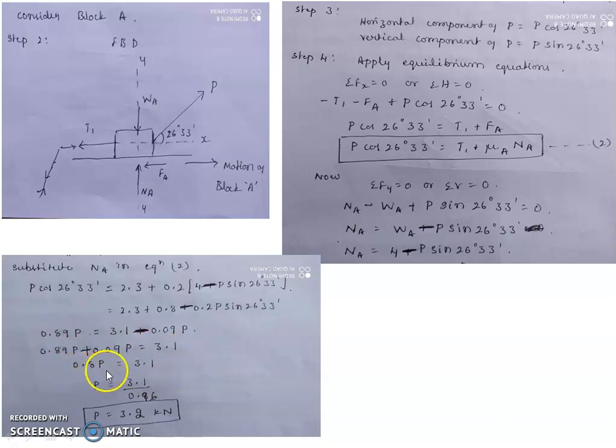That is 0.8 P is equal to 3.1. Hence, P is equal to 3.1 divided by 0.96. Then 3.1 divided by 0.96, P works out to be 3.2. Hence, I require a force of 3.2 kilonewton to move block A towards the right direction. Hence, this problem is solved.